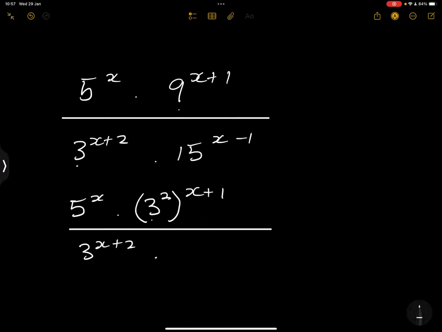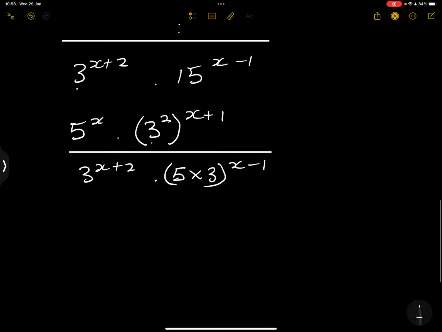How can I write 15 as a prime basis? In this case, that would be 5 multiplied by 3. But remember, the entire thing is raised to the exponent x minus 1. So very important. So in this case, once again, we can write this, that's 3. Applying the laws of exponents, I'm raising a power with an exponent, so that multiplies outside. So 2 times x will give me 2x. But remember, it also multiplies to the other guy.